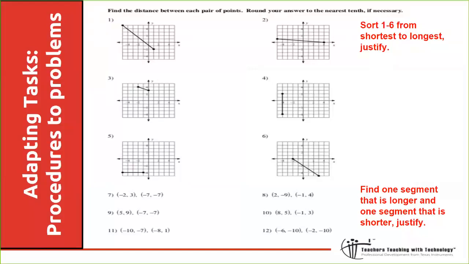Yeah, I agree. Even the directions at the top, "find the distance between each pair of points," could be removed and replaced with "find the shortest to longest between 1 through 6." You could do that in a lot of different ways. You could ask students to first make estimations of which ones they think would be the longest, and then go through the process of figuring out and justifying whether they were correct in their initial estimations. Yeah, good suggestion.